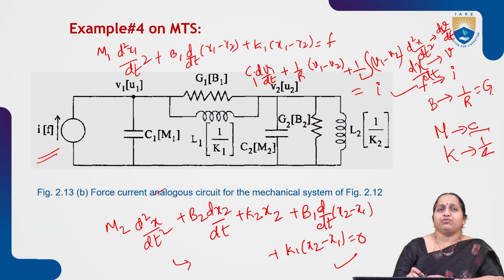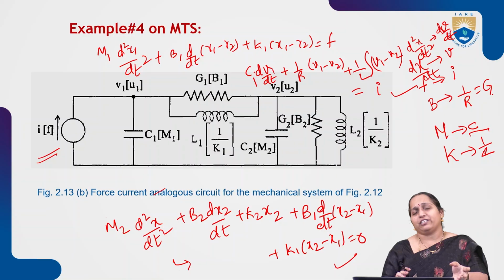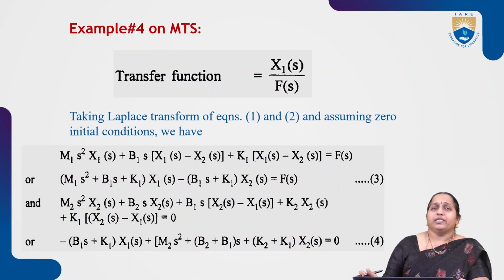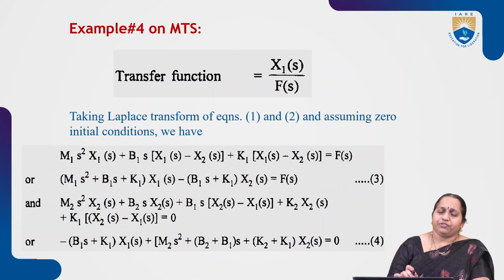Now we'll draw it for force current. So we draw a circuit which satisfies these two equations, after replacing the mechanical translational elements by the analogous electrical elements in force current analogy. Now, for the same system, if we try to write the transfer function, earlier we have written equations 1 and 2.